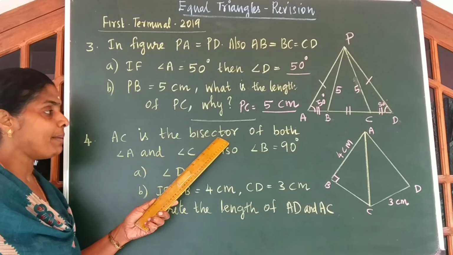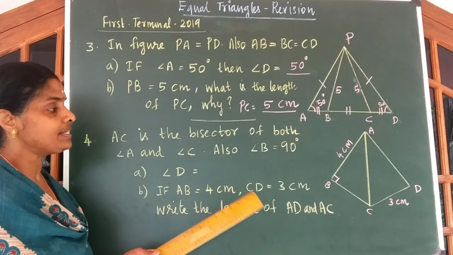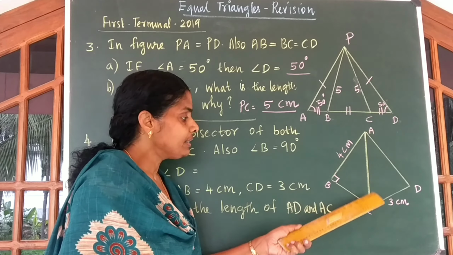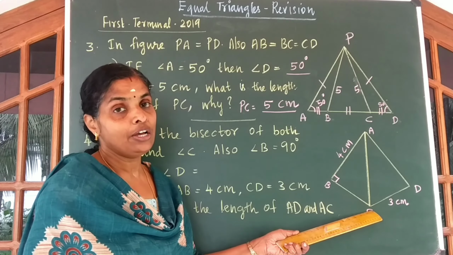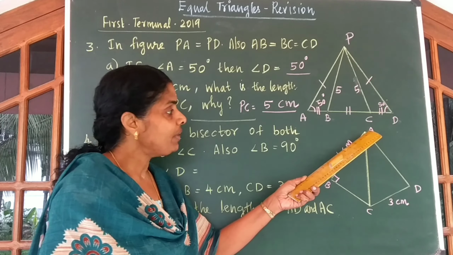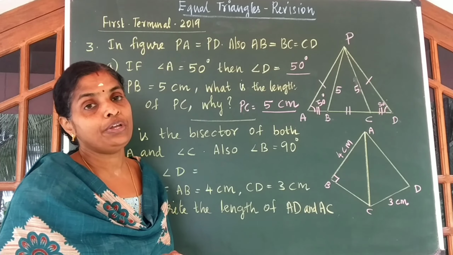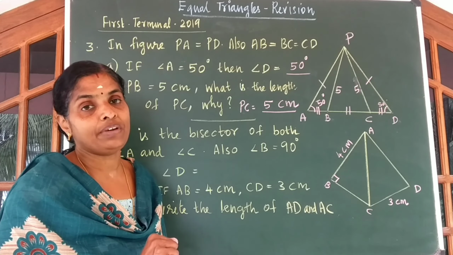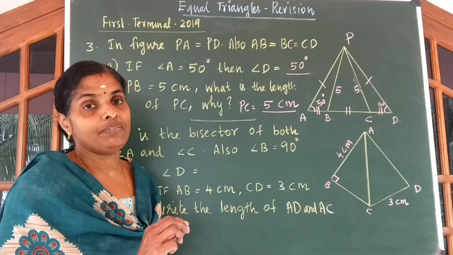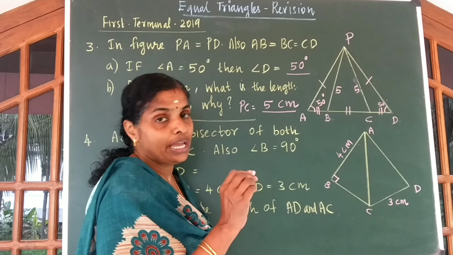AC is the bisector of both angle A and angle C. You can see the bisector AC. Use the condition AC is the bisector of angle A as well as angle B. Now what do you know about the bisector of an angle? Bisector of an angle divides the angle into two equal parts.